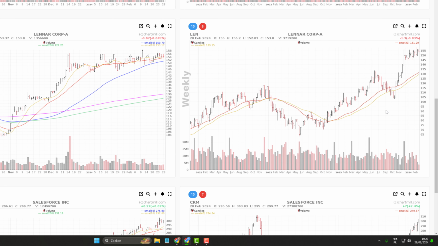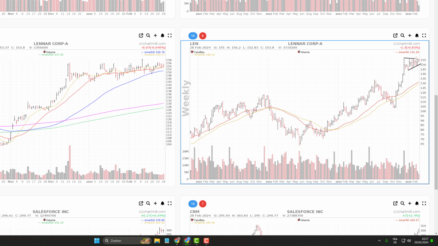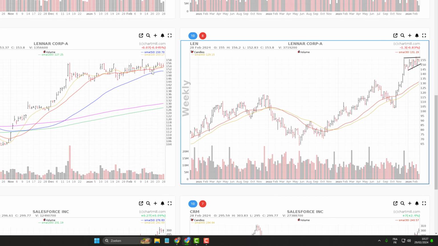LEN, again, a high tight flag pattern, strong up move on the weekly chart from 105 to 155. That's more than a 50% move. Higher lows, as you can see. So if this can get above, what's the high over here? 158.36, again, a nice setup.